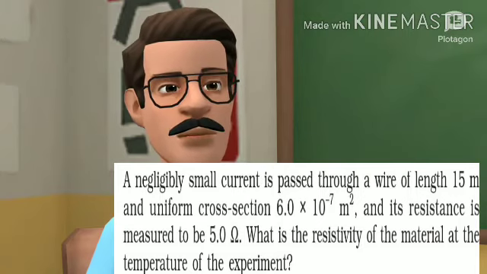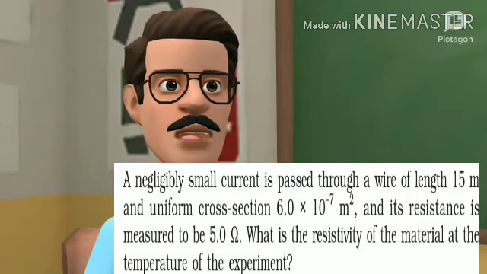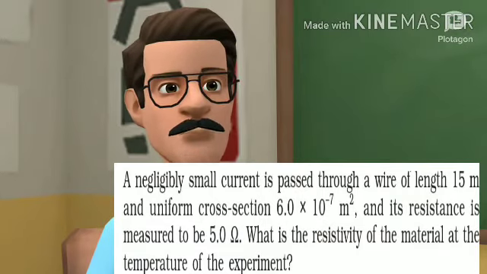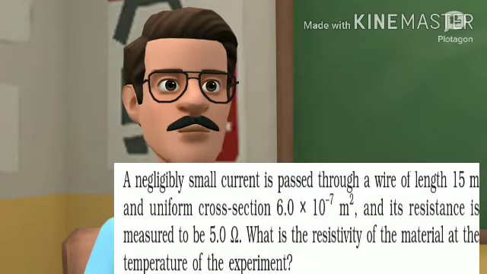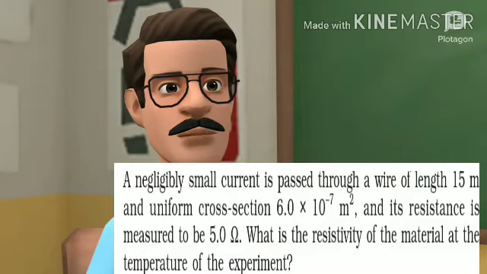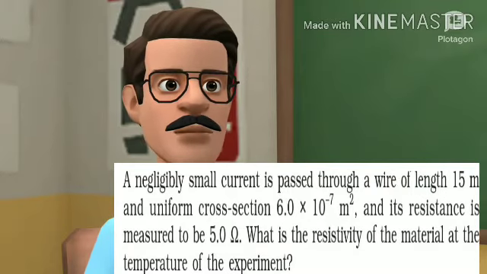So here, please note that in this question, the temperature is maintained constant. There is no change. And what all things are given in the question? Length is given, area of cross section is given, resistance of the wire is given. We are asked to find the specific resistivity or the resistivity of the material. Now let's consider our third question.